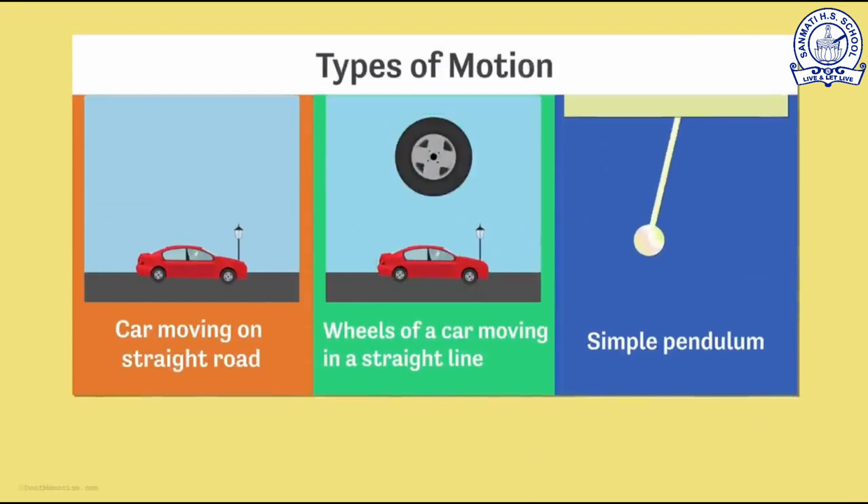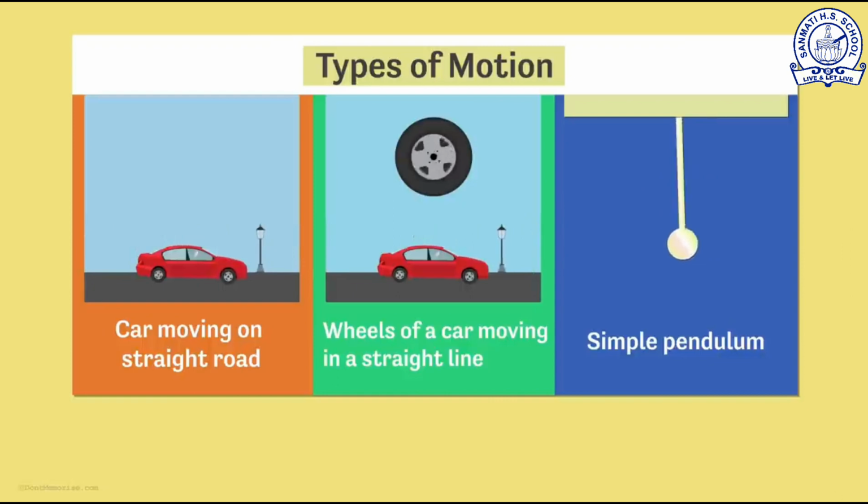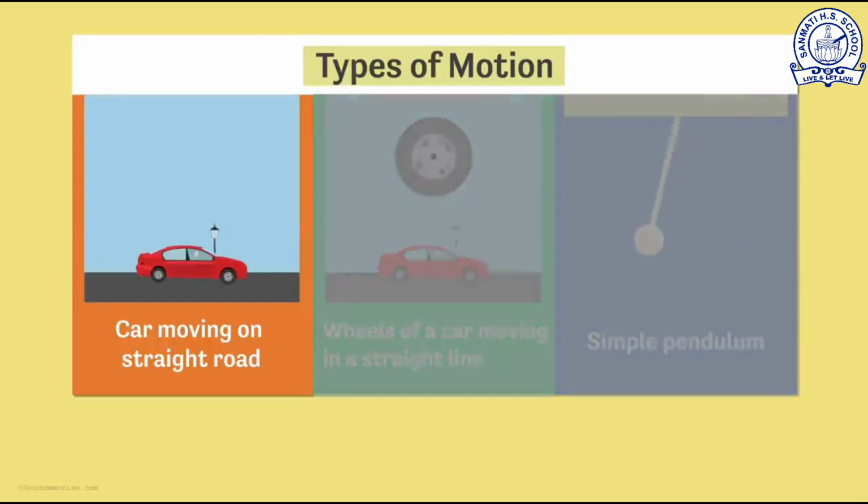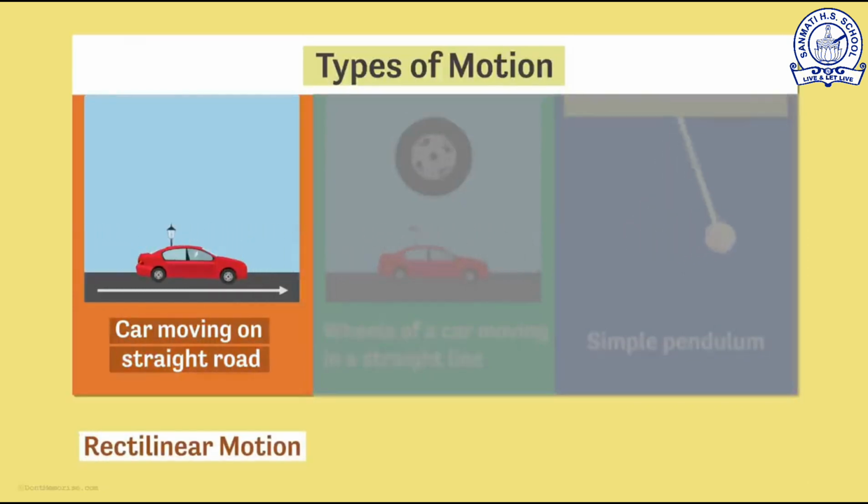Here are a few of the examples of motion in our everyday life. Go through them well and tell me what type of motion each one of them represents. And note that one example could also have more than one type of motion. The first one is clearly rectilinear motion. It's a car moving along a straight line.